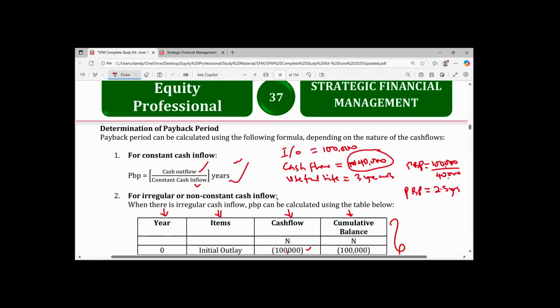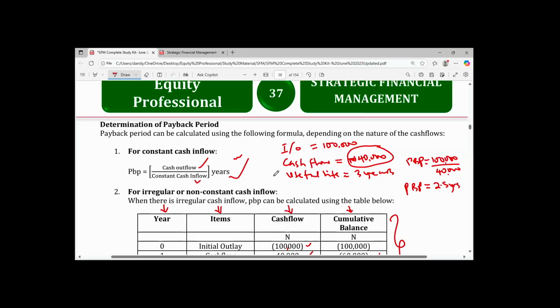The last time ICAN tested the payback period, I can't remember exactly. It's been a while, I think around 2015 or 2016 or thereabouts. But in any case, you never can tell. The examiner may want to give it to you as a bonus. All right, so that's that.